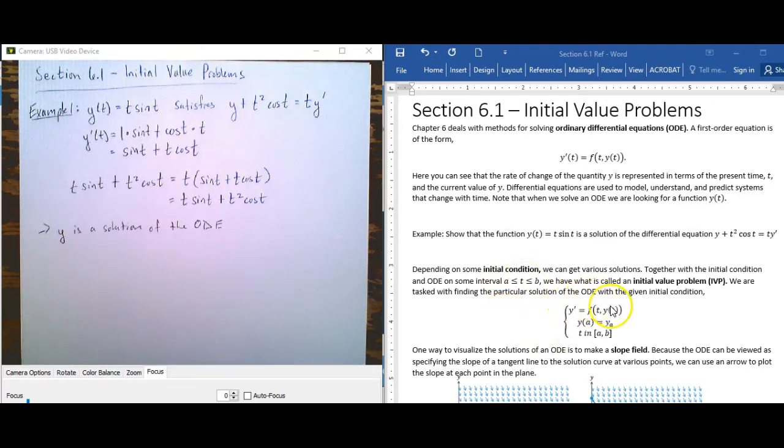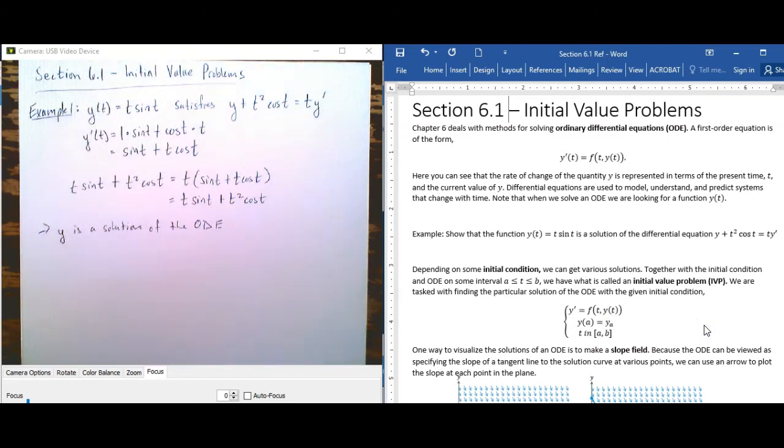Here you can see the setup for an initial value problem. We'll be given the rate, y prime, as some function of t and y. We'll be given some initial condition, so we know one value of the solution on our interval a to b. In fact, the initial condition will always be the first value of y for the first value of t.